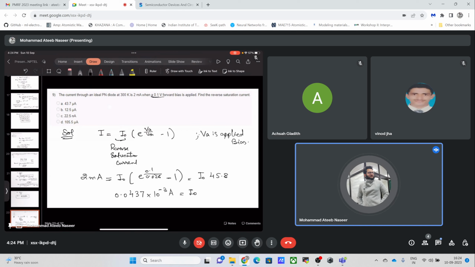This is the reverse saturation current, or simply it would be 43.7 microamperes. Okay, so option A seems to be the correct option for this, as a result of which we will be selecting option A.